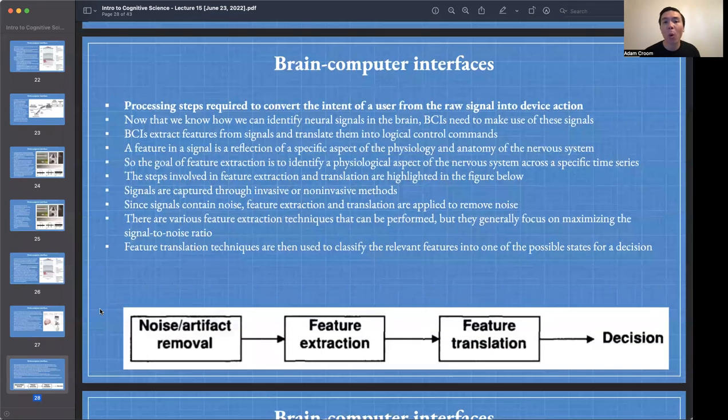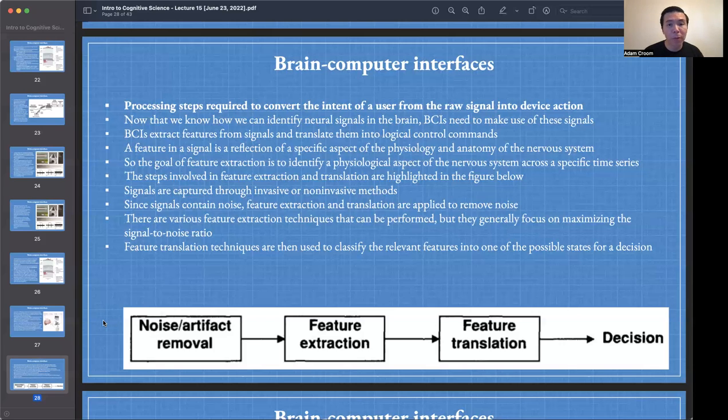All right, so what processes are required to convert the user's intent from a raw EEG signal into device action? Well, now that we know how to identify neural signals in the brain, BCIs need to make use of these signals. So BCIs extract features from signals and translate them into logical control commands. A feature in the signal is a reflection of a specific aspect of the physiology and anatomy of the nervous system. So the goal of feature extraction is to identify a physiological aspect of the nervous system across a specific time series. The steps involved in feature extraction and translation are highlighted in this figure below.